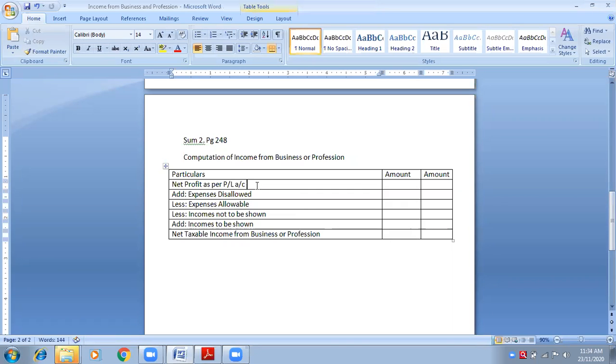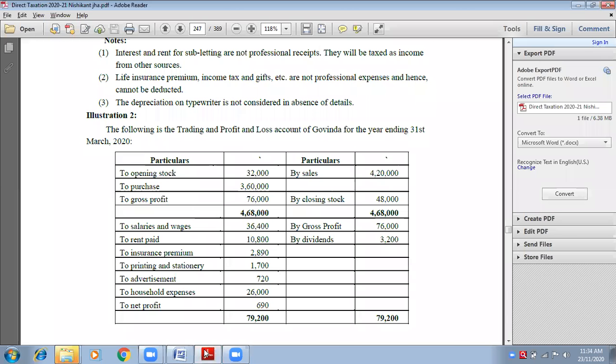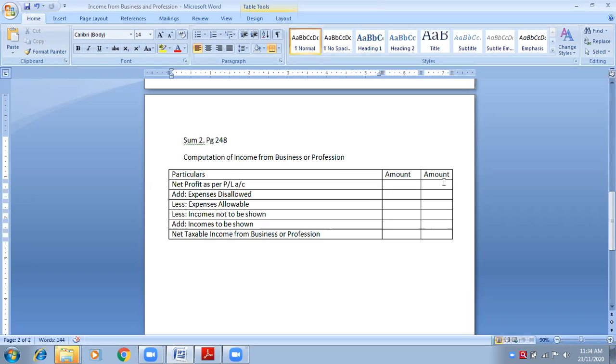Are you guys done? Yes, ma'am. Okay. Now always remember, we have to start with net profit as per P&L account. Write down on the first line, net profit as per P&L account. Now, can you see the P&L which is given in the question? What is the net profit available in the question? 690. Very good. And that has to be written in the outer column, 690 rupees, directly, because only one net profit is available. Is it clear, everybody?